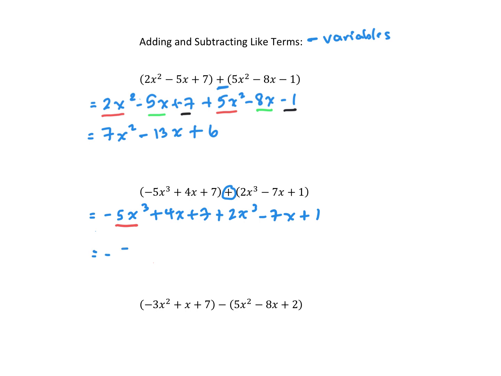Okay, so there is only one term that has x to the power 3. Oh, sorry, that is not correct. I see another one there. I see another one here. Okay, so negative 5 plus 2 is negative 3. Those are my x to the power 3's. Next term is an x. I see another term there that contains an x. So plus 4 minus 7. And then finally the constant, I see a 7 and a 1 that I'm going to add together to make 8.